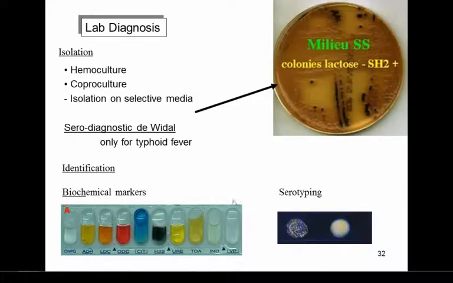And then this would give you an identification at the species level, Salmonella enterica. After that, you would want to identify the subspecies by serotyping. And serotyping is going to be based on the variability of the bacterial O, H, and possibly K antigens.